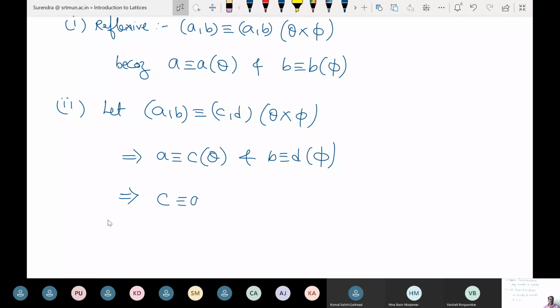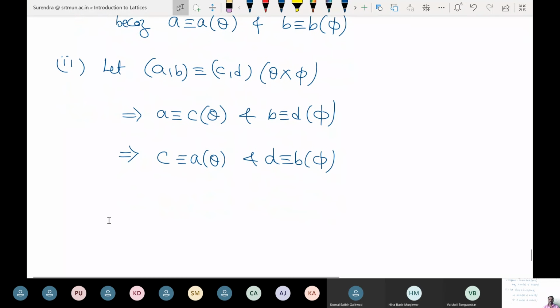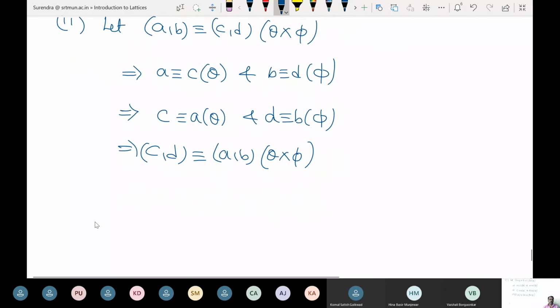So c is congruent to a modulo theta and d is congruent to b modulo phi. That shows that (c, d) is congruent to (a, b) modulo theta cross phi. Is this clear? So therefore this one is transitive, right? This theta cross phi is transitive.